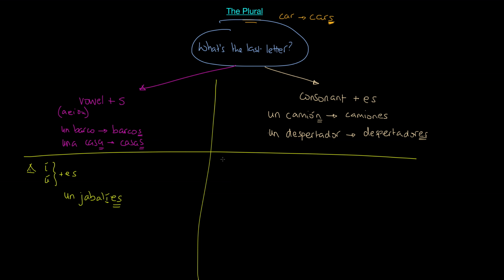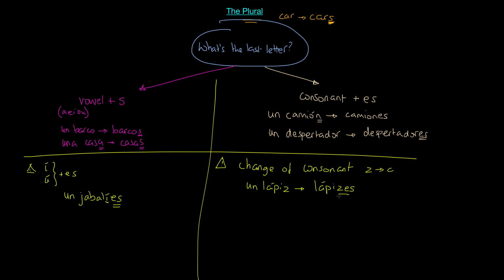Now, the other thing we need to bear in mind is that sometimes when we add es, we might need to do a change of consonant. More specifically, z might become a c. So, for example, I've got un lápiz, a pencil. Now, if I do the plural, if I've got pencils, you would think, okay, so that must be lápizes, and you would be right.